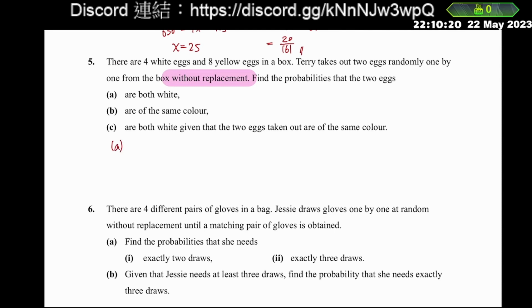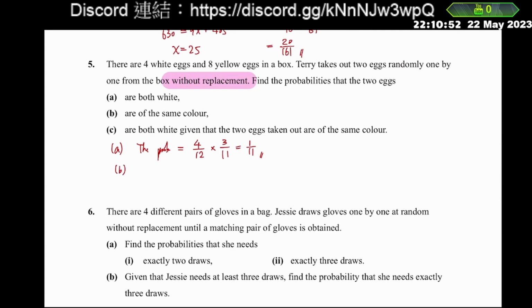Okay, so for both whites, we can do it with simple multiplication. But remember it is without replacement, therefore the numbers will change after the first draw. So the probability for both whites will be 4 over 12, out of 12 in total, and then for the second one, 1 white has already been taken out, therefore 3, and the total will be only 11. Therefore this probability will be 1 over 11.